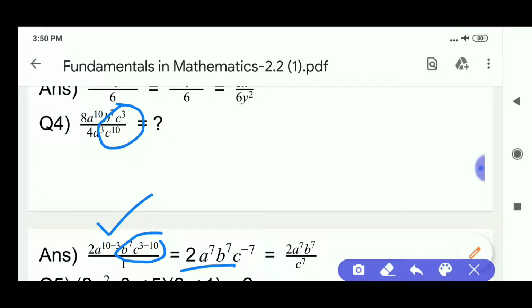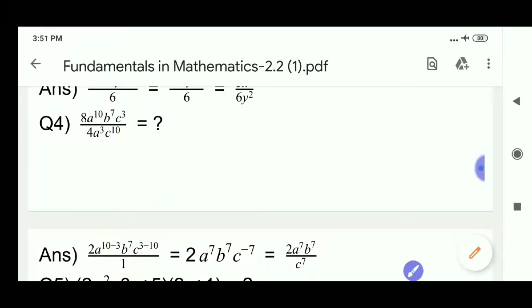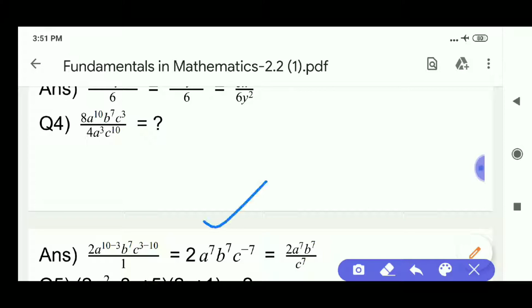So it is 2 into a power 7 into b power 7 into c power 3 minus 10, which is c power minus 7. We know the formula a power minus m is equal to 1 by a power m. According to the formula, it becomes 2a power 7 b power 7 by c power 7.